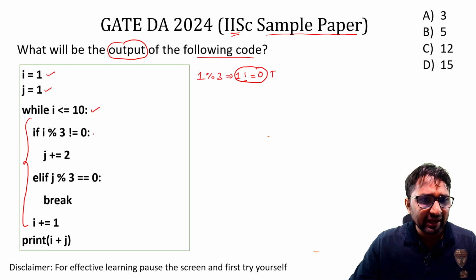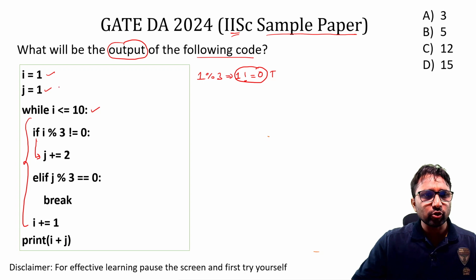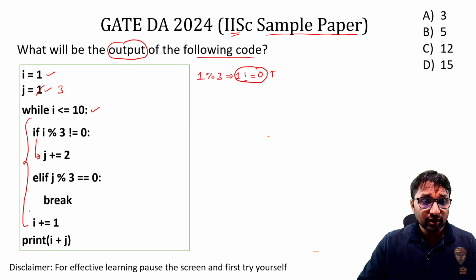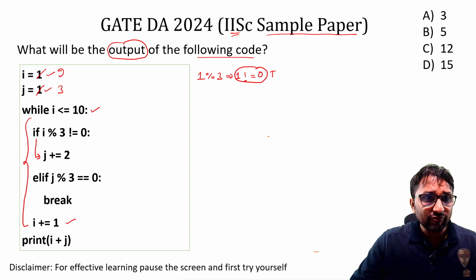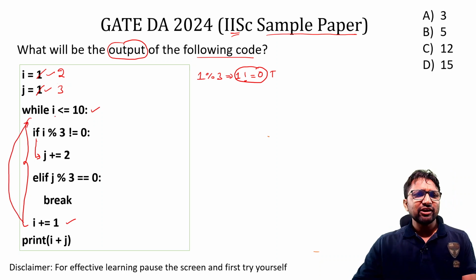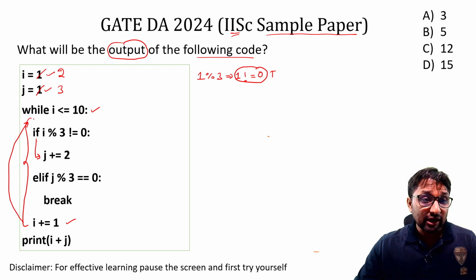So we are going inside this if statement, and here we are incrementing the j value. Let me increment the j value. So j value will be 1 plus 2, that will be 3. We are not going to the else part because the if has already been executed. Now we will increment the i value. So i value will now be 2, and we will go back inside the loop. Still i value, that is 2, is less than 10. So we will come inside the loop and we will execute the if statement.